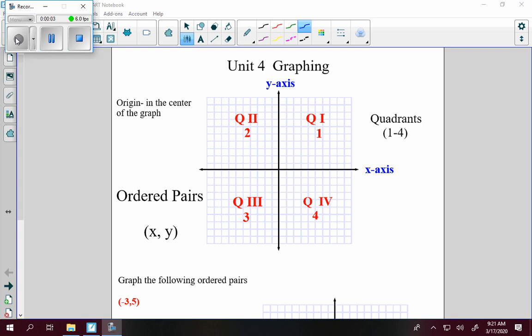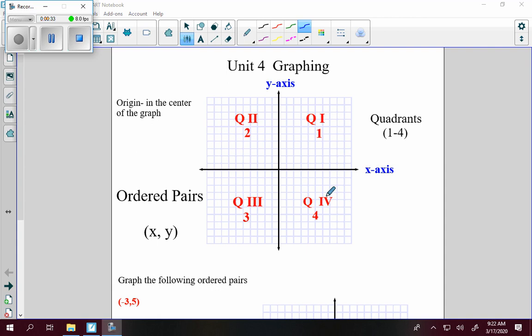Today we are going to start graphing. All right, so the basic concept of a graph is as shown here, where we have the y-axis that goes up and down, the x-axis that goes left to right. We have four quadrants. There's quadrant 1, and going counterclockwise, we have quadrant 2, and down quadrant 3 and quadrant 4.